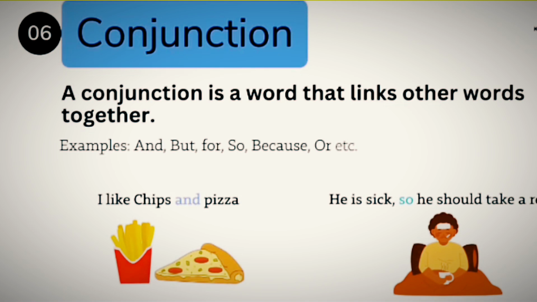Conjunction. A conjunction is a word that links other words together. For examples, and, but, for, so, because, or. I like chips and pizza. Here the conjunction word is and. It combines the words chips and pizza. He is sick, so he should take a rest. The conjunction word in this sentence is so.